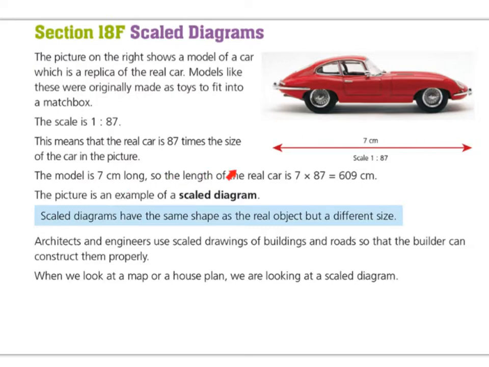So the length of the real car is 7 times 87, which is 609 centimeters. So the real car's length is 609 centimeters. The picture is an example of a scaled diagram.